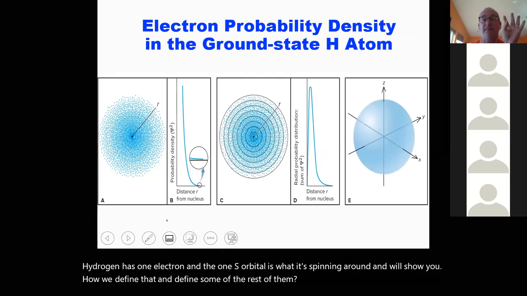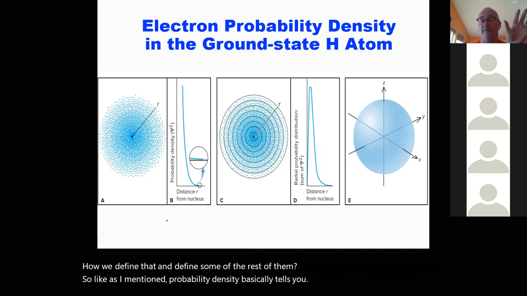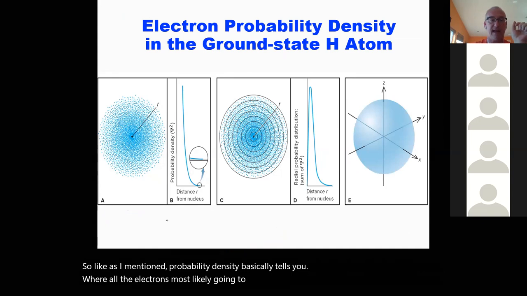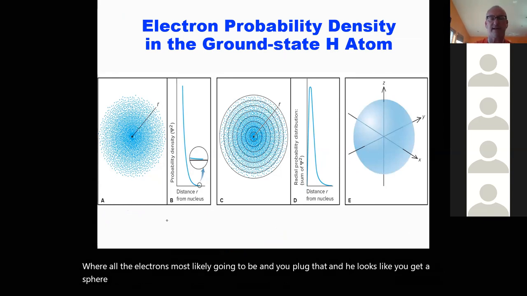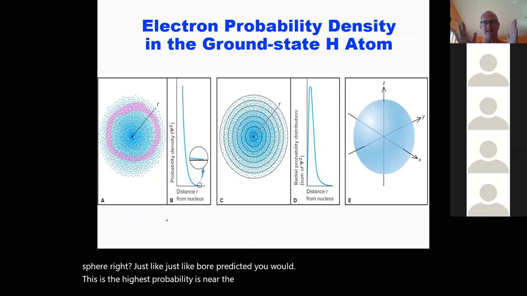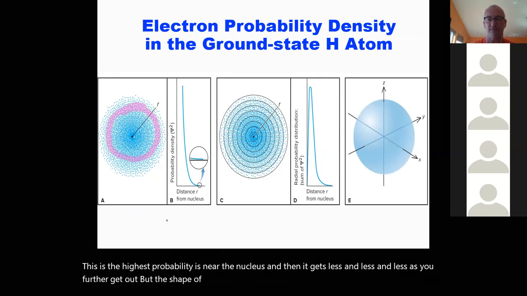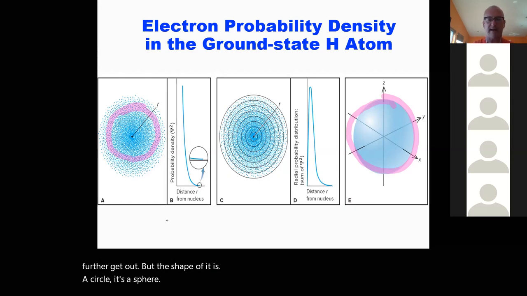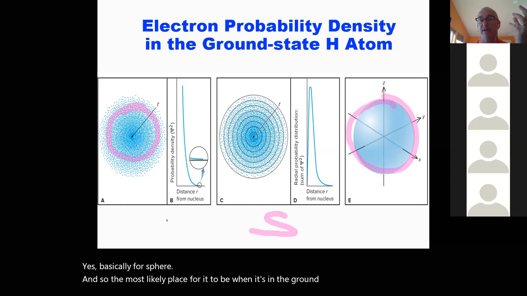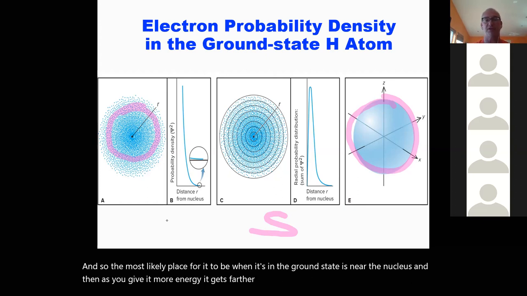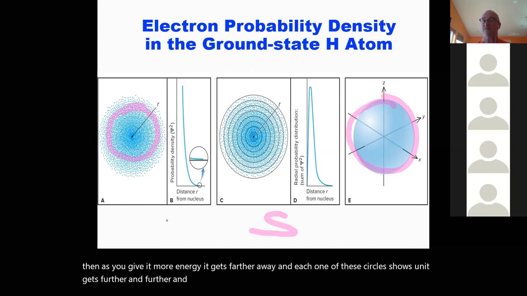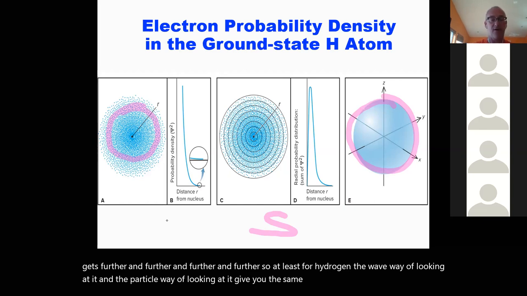As I mentioned, probability density basically tells you where all the electrons are most likely going to be. And you plug that in and it looks like you get a sphere, right? Just like Bohr predicted you would. The highest probability is near the nucleus, and then it gets less and less as you get further out. But the shape of it is a sphere. And so we call that s, basically for sphere. The most likely place for it to be when it's in the ground state is near the nucleus. And then as you give it more energy, it gets farther away. And each one of these circles shows you it gets further and further. So at least for hydrogen, the wave way of looking at it and the particle way of looking at it give you the same answer. But later on, it gets a little freaky.